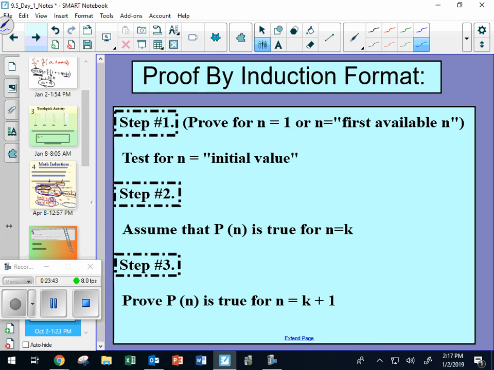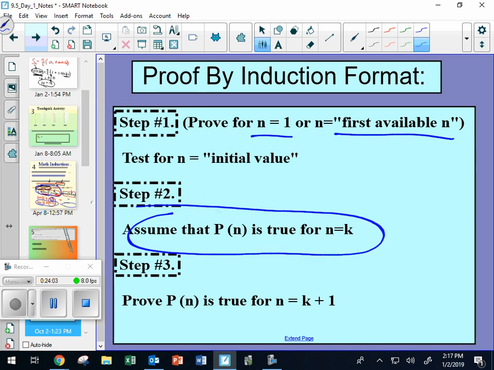Step 1, prove it for n equals 1 or first available n. What that means is, what if n isn't in your domain? What if you don't want to start with n equals 1? You can start with any number you want. You don't have to start with 1. Okay? Remember that one time I started with 4? You can do that. Okay, next.